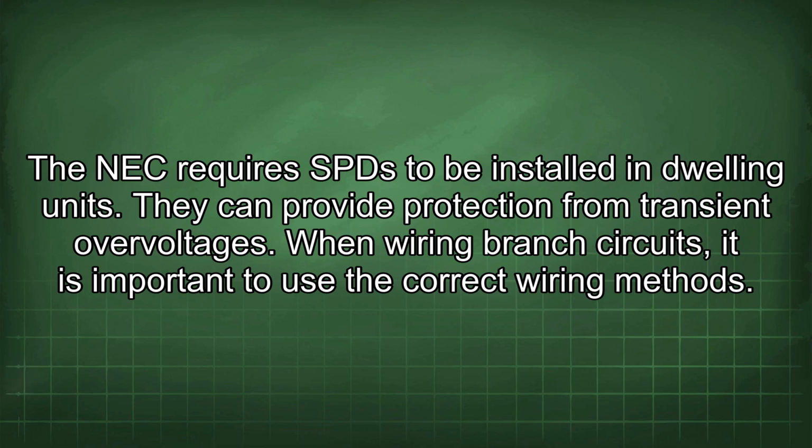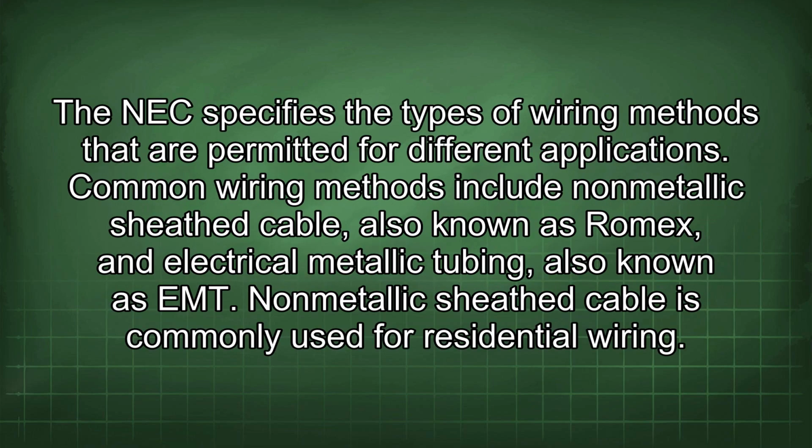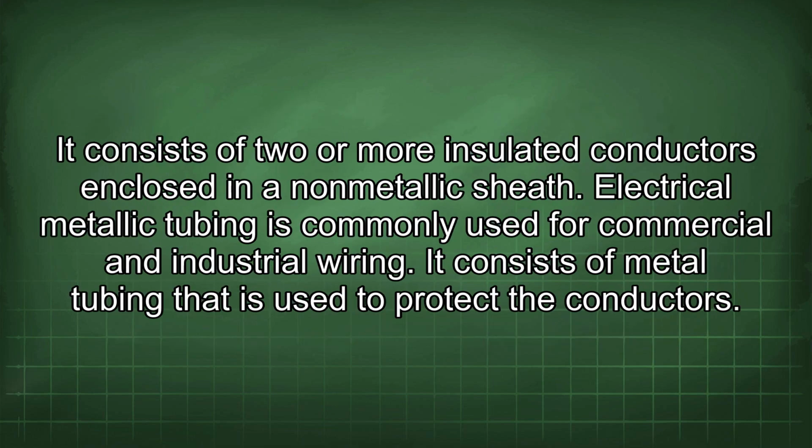When wiring branch circuits, it is important to use the correct wiring methods. The NEC specifies the types of wiring methods that are permitted for different applications. Common wiring methods include non-metallic sheath cable, also known as Romex, and electrical metallic tubing, also known as EMT. Non-metallic sheath cable is commonly used for residential wiring. It consists of 2 or more insulated conductors enclosed in a non-metallic sheath.